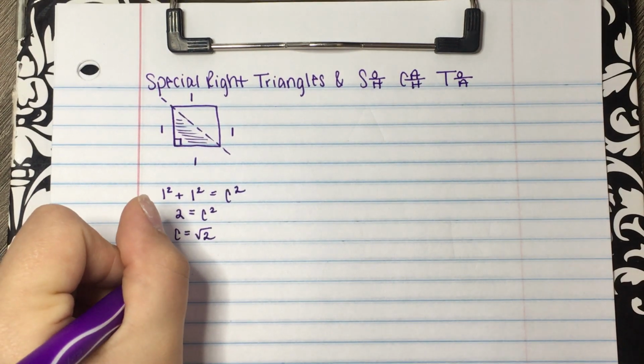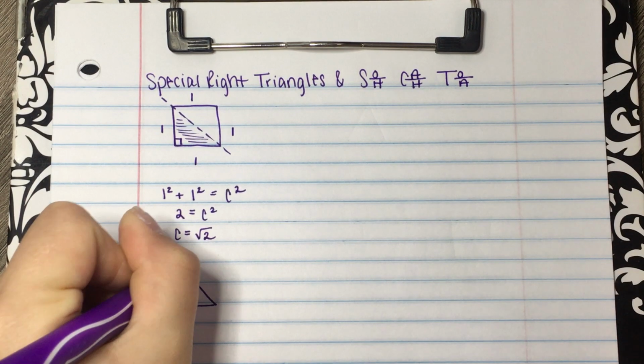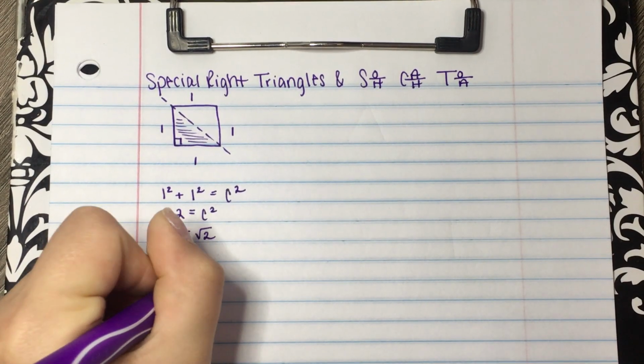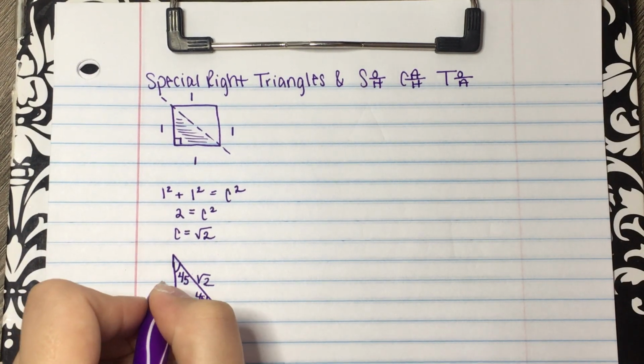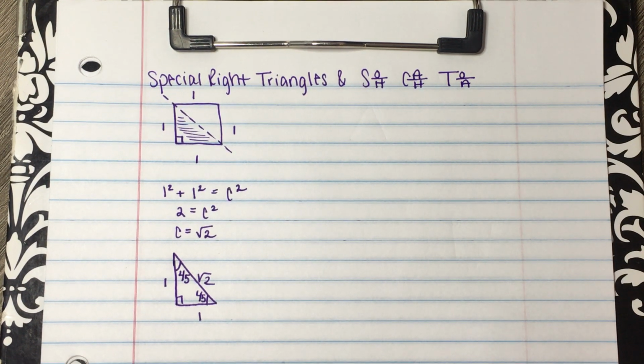Now I'm going to draw this triangle for us. This is a triangle you need to know: your 45, 45, 90. Your hypotenuse is that square root of 2 we solved for, and we have side lengths 1 and 1. All right, so you can see that the 45, 45, 90 comes from a square.